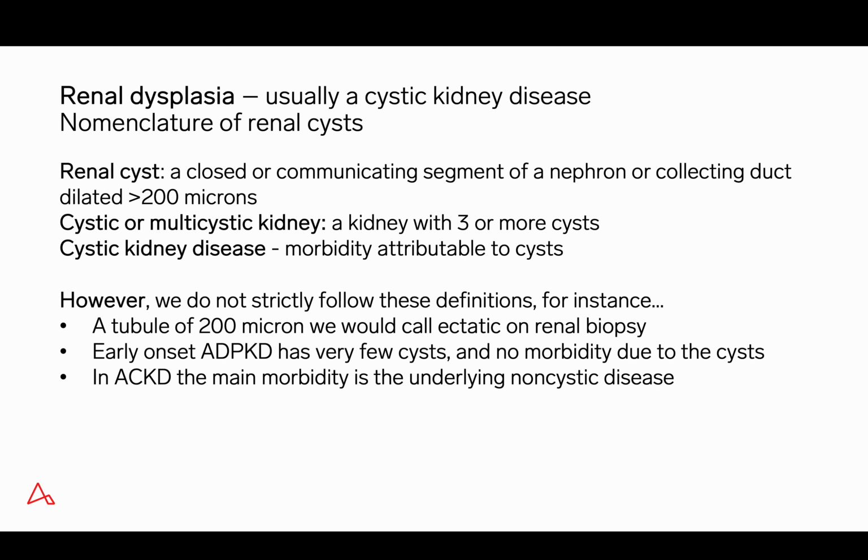Early onset autosomal dominant polycystic kidney disease has very few cysts, and therefore no morbidity due to the cyst, yet it's called a cystic kidney disease. Similarly, in acquired cystic kidney disease, the main morbidity is the underlying non-cystic disease, yet we call it a cystic kidney disease. So although we have these clearly written definitions, we violate those definitions quite commonly.